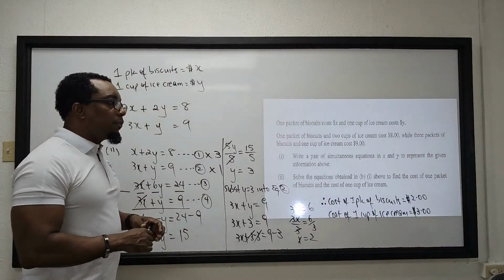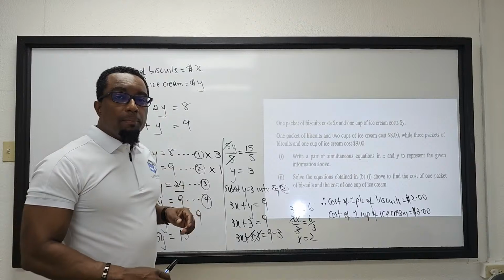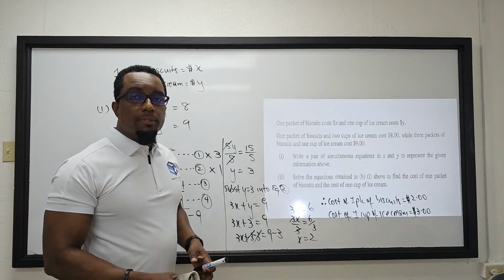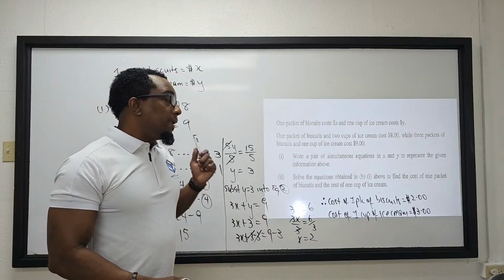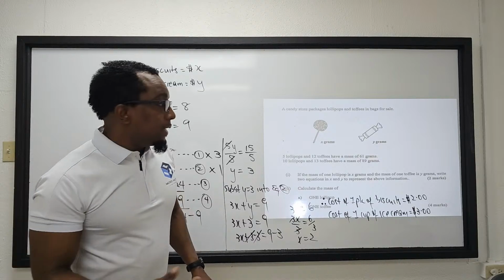So we found the cost of 1 pack of biscuits and the cost of 1 cup of ice cream, solving both simultaneously, ensuring that we recognize when we have to solve simultaneously a pair of equations, but in the rooted form. Let's look at another.